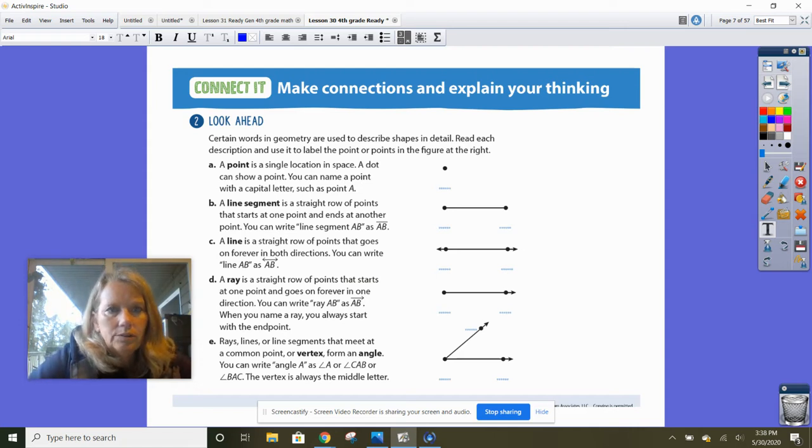Number 2, connect. Make connections and explain your thinking. So looking ahead, certain words in geometry are used to describe shapes in detail. Read each description and use it to label the point or points in the figure to the right.